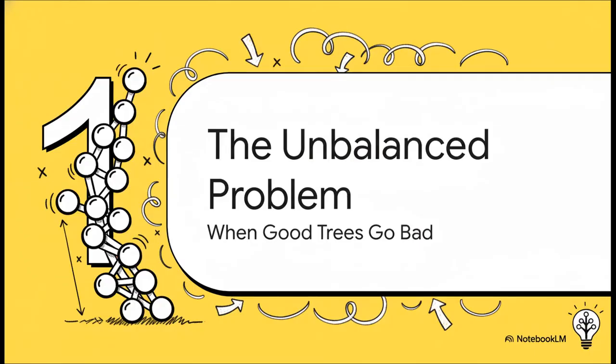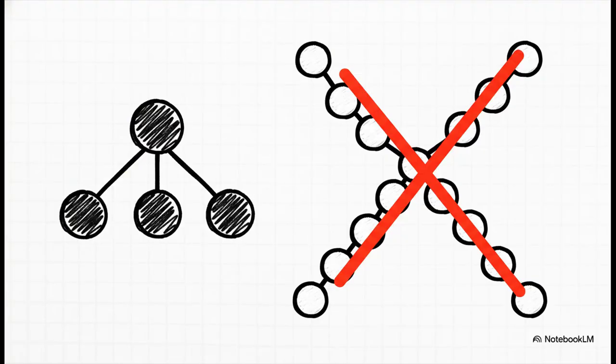Okay, so first up, let's set the stage. Why do we even need to worry about balancing a tree in the first place? What's the big deal? Well, imagine you're building a digital phone book, and you start inserting names in alphabetical order. Adelson-Velsky, then Landis, and you just keep going.